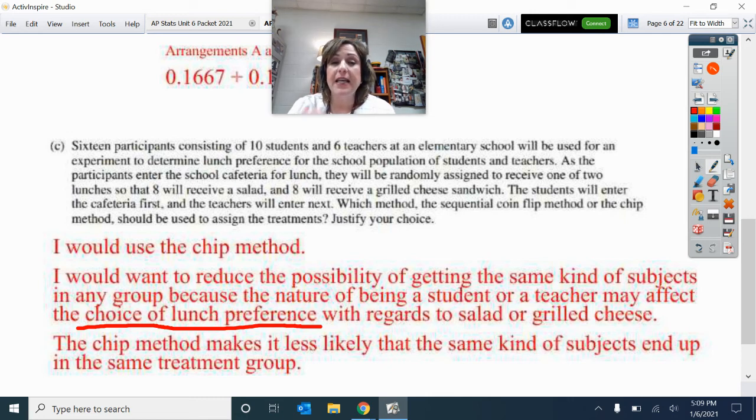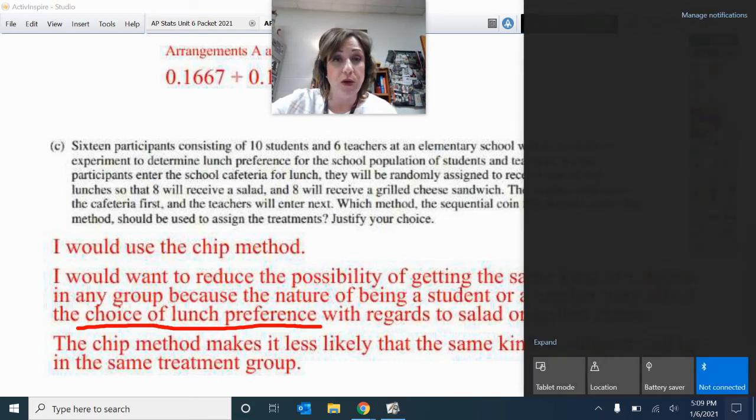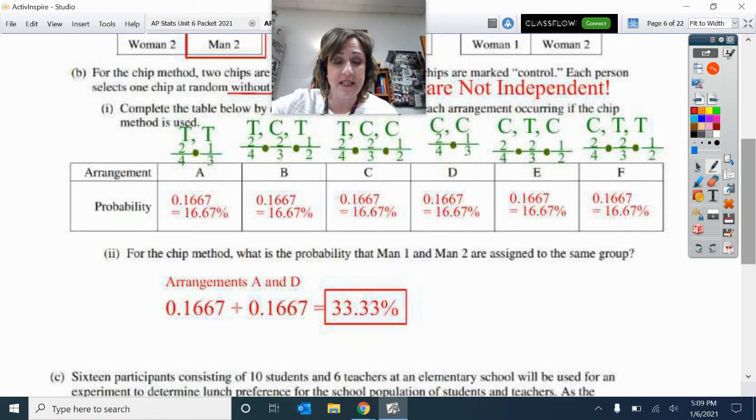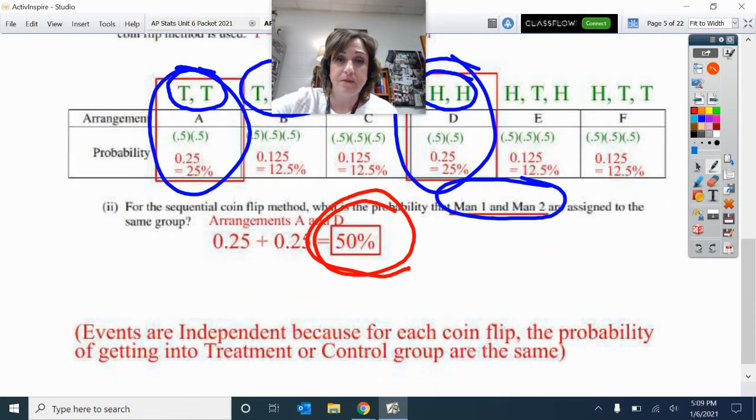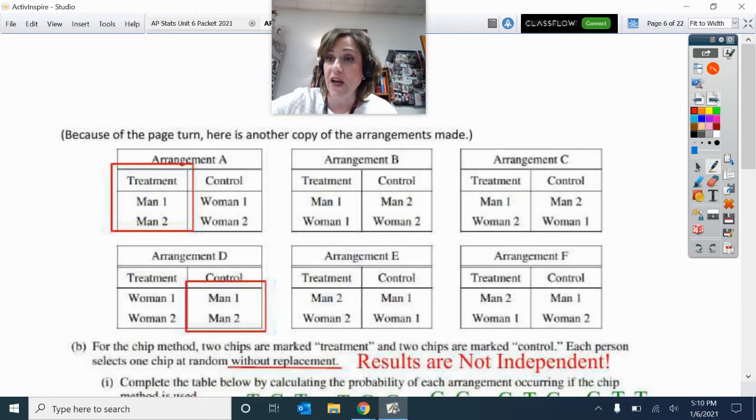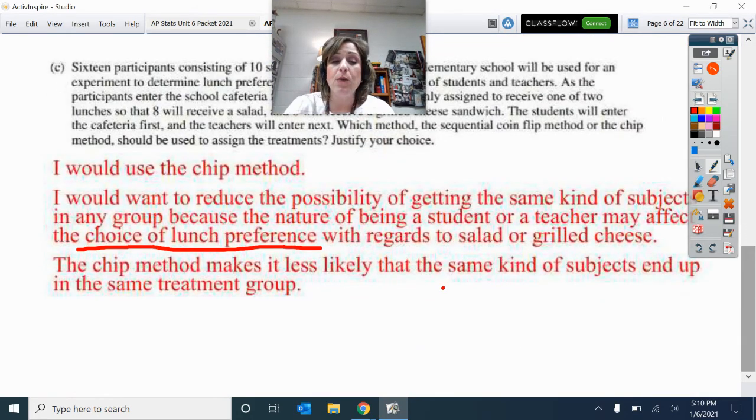So the chip method makes it less likely for subjects of the same kind to end up in the same treatment group. As evidenced by this section here, chip method, 33% chance. Here, it was 50% chance that you had same subjects. So the extension is saying, I want to do the chip method, because it's a smaller chance of all the same subjects ending up in that same group, which could then bias the results.